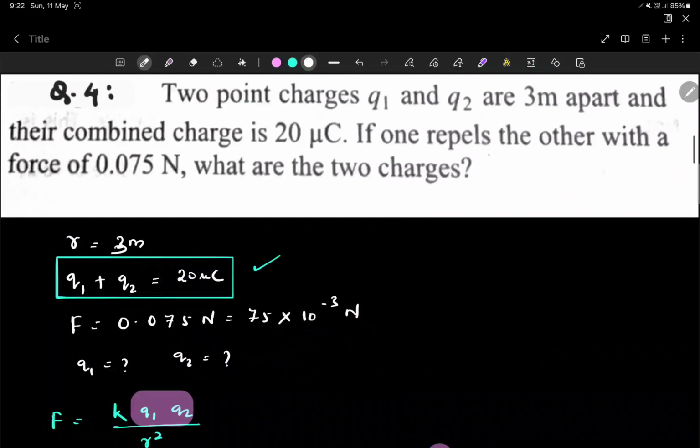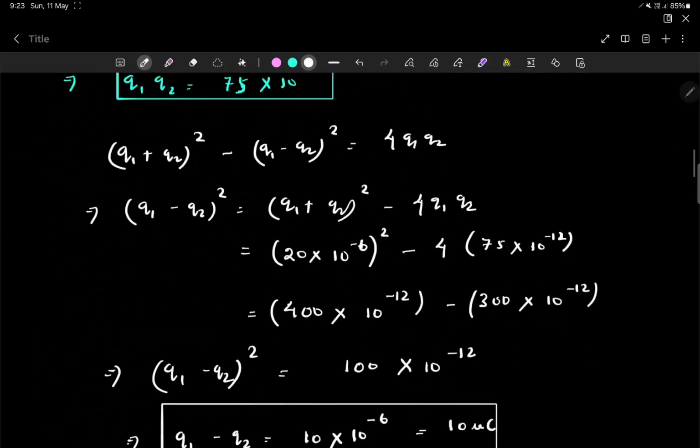Okay, I hope it is clear to all of you. So this is about our question number 4. Next, come to question number 5.